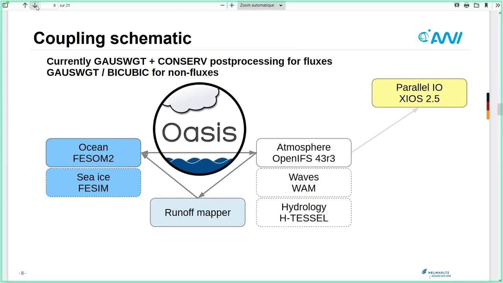And currently we're using for the fluxes, so from the atmosphere to the ocean or through the runoff mapper to the ocean, Gauss-weighted, sort of the nearest neighbor with a little bit of weighting, and then afterwards a conservative post-processing to make sure that the global fluxes are conserved. And in the other direction, for ocean to atmosphere, we have a mixture of Gauss-weighted and bicubic interpolations, and then the output through XIOS from the atmosphere.